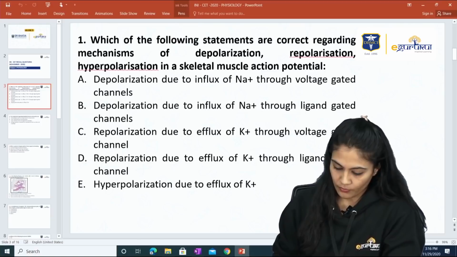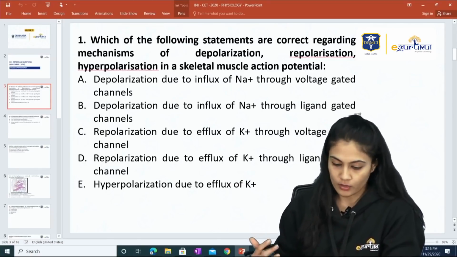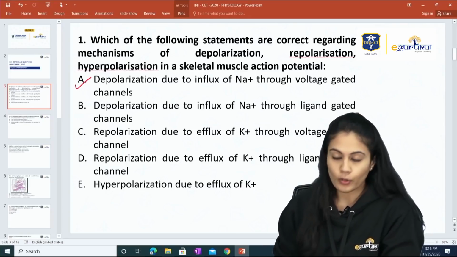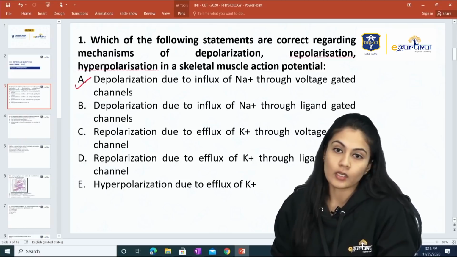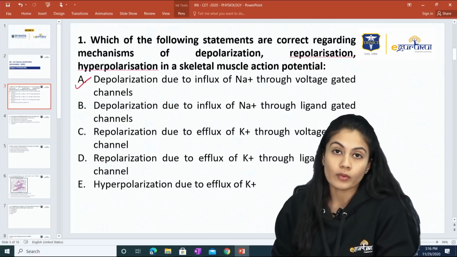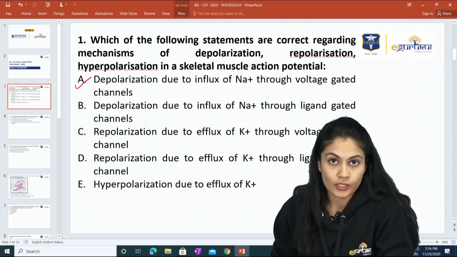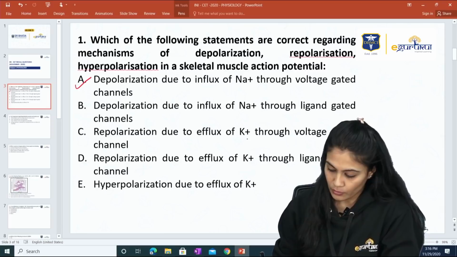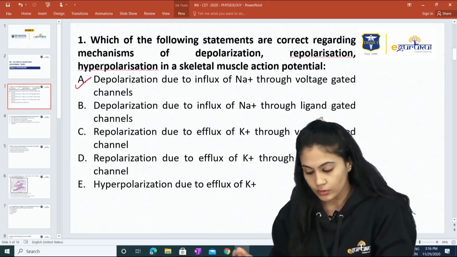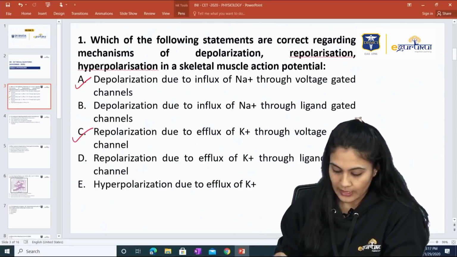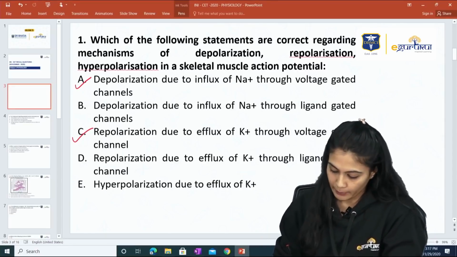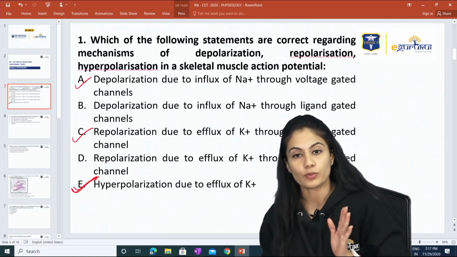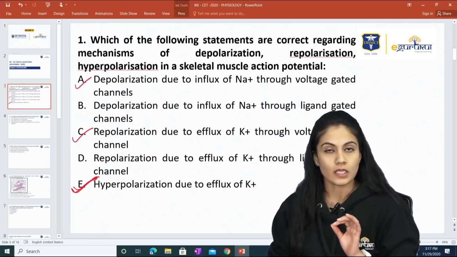This is a multiple choice question. So the answer is A: depolarization is due to sodium through voltage gated channels. Obviously the sodium channels over here are voltage gated channels. What else? The repolarization is because of the efflux of potassium, and that too voltage gated, so C is also correct. And the hyperpolarization is again due to continuous efflux of potassium. So the answer over here is option A, C and E.